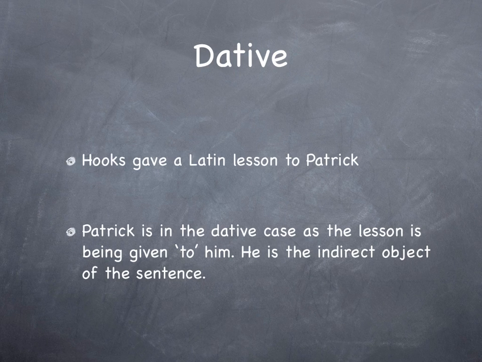The dative case. Hooks gave a Latin lesson to Patrick. Patrick there is the indirect object. The Latin lesson is being given to Patrick. Patrick, therefore, will be in the dative case. The verb do in Latin means I give. Do, das, dat. So dat means gives. It is the case of giving something to or doing something for someone.